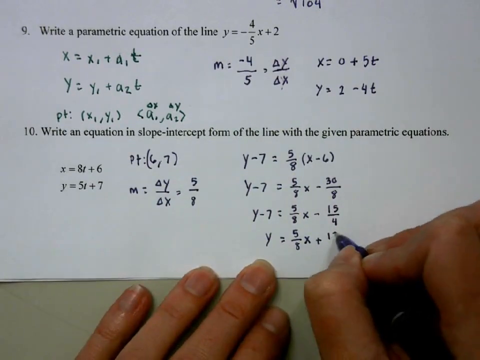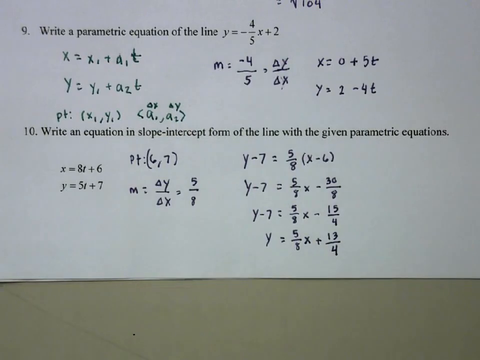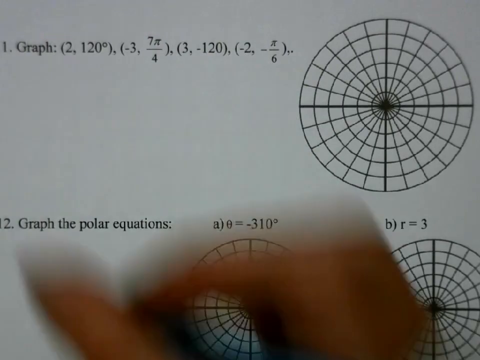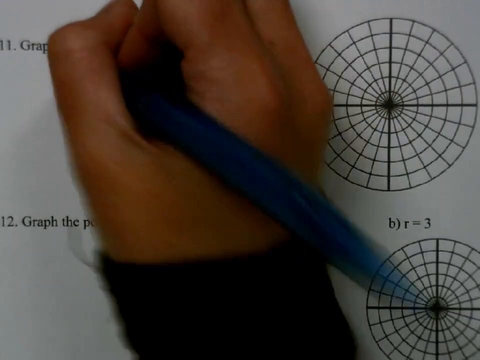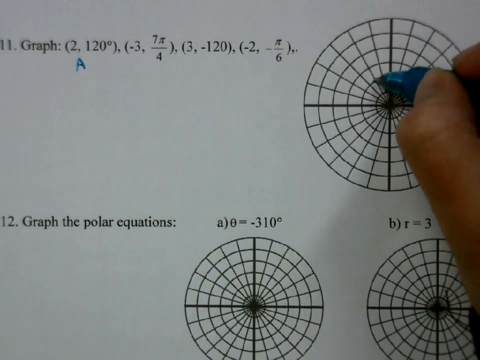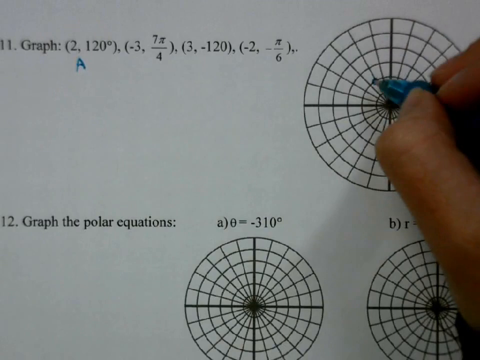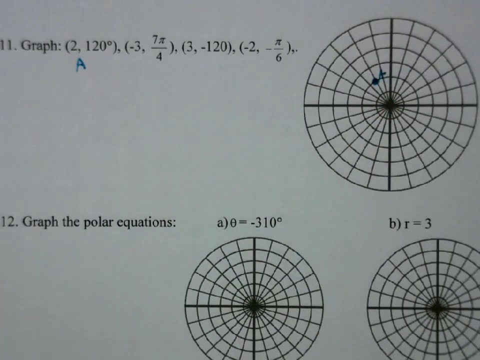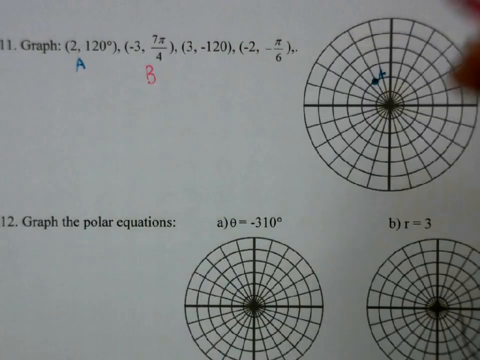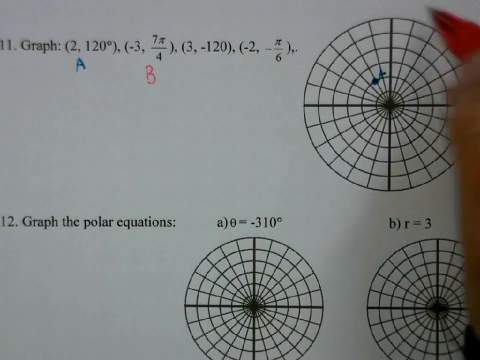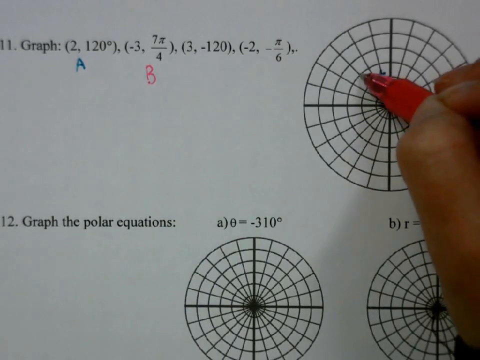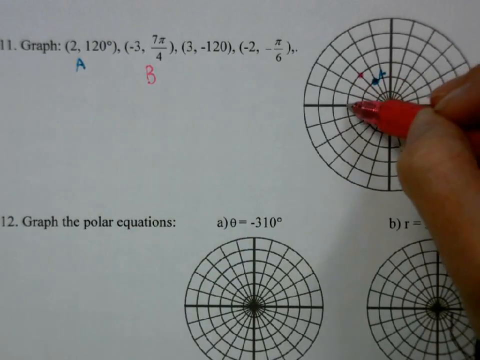Okay, next we're going to graph in polar. So I'm going to call this point A (2, 120). So you're going to go out to 2 and then go over to 120. Okay, when we have a negative positive, you can go to 7 pi over 4, which would be here, and then go negative 3. Or you can go to negative 3 and go counterclockwise 7 pi over 3. Either way, we're going to end up here.